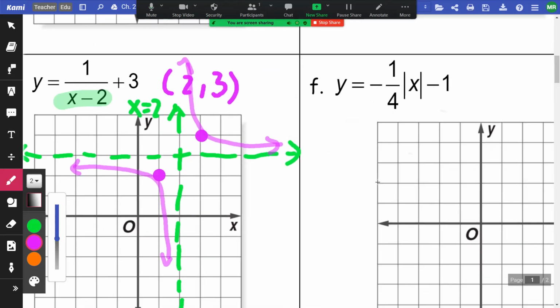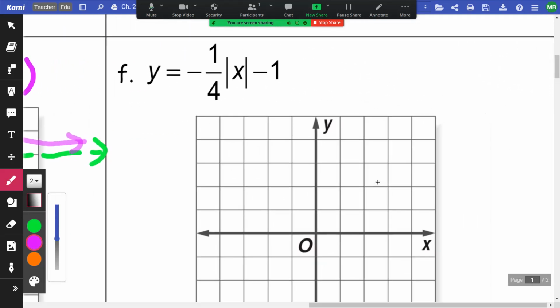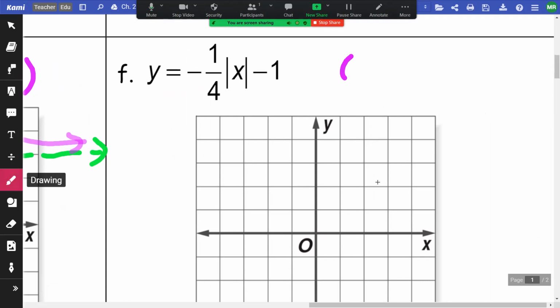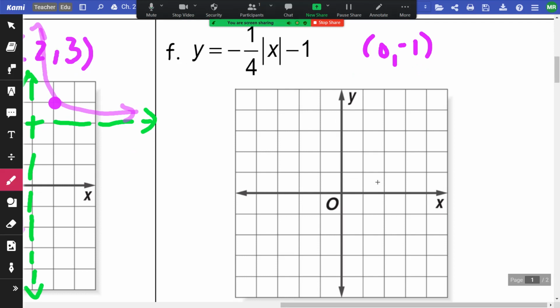On letter F. On F, this is an absolute value graph. And it's going to have a vertex at 0 comma negative 1. So I'm going to go to 0 comma negative 1. And then from here, let me make this a little fatter.